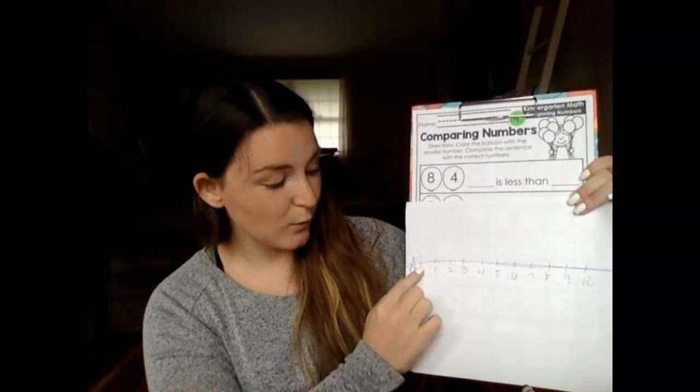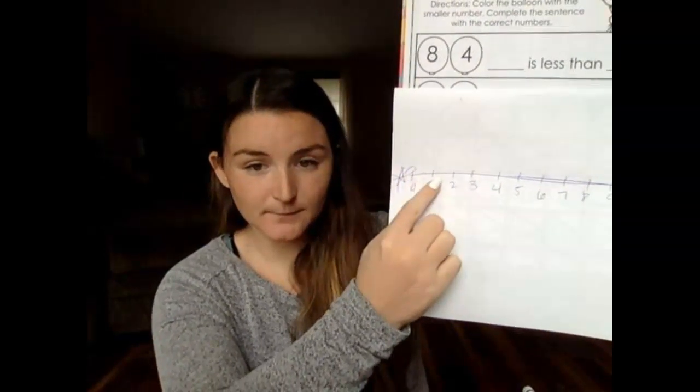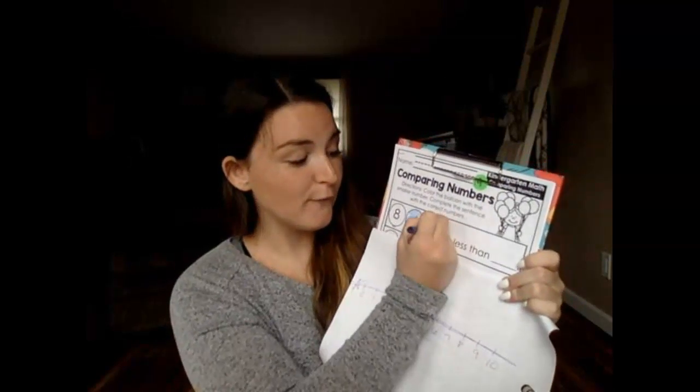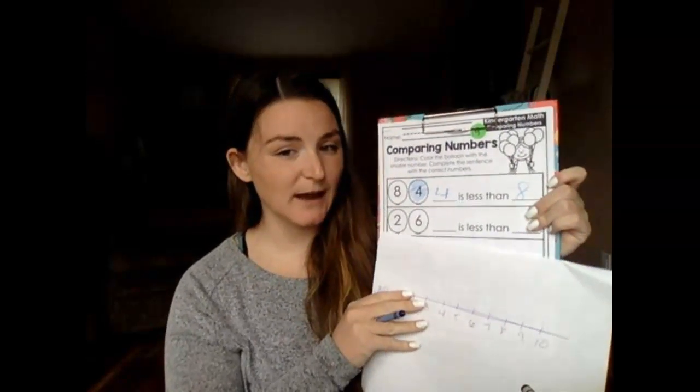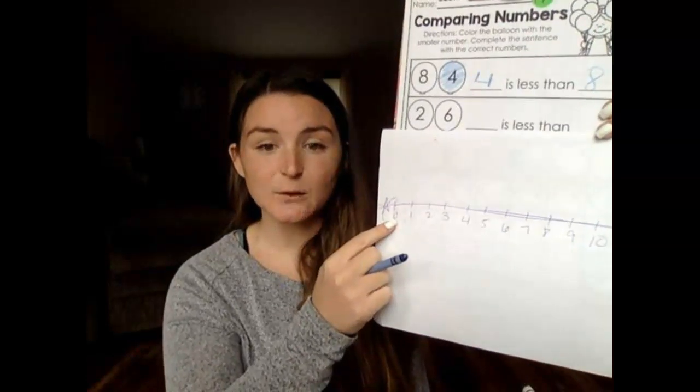So if I'm at the star, which number do I hit first? Do I hit 4 or 8? I hit 4 first, so I'm going to go ahead and color 4. And then I know 4 is less than or smaller than 8. And you're just going to do that with every single one. So you're going to start at the star and see which number you hit first.